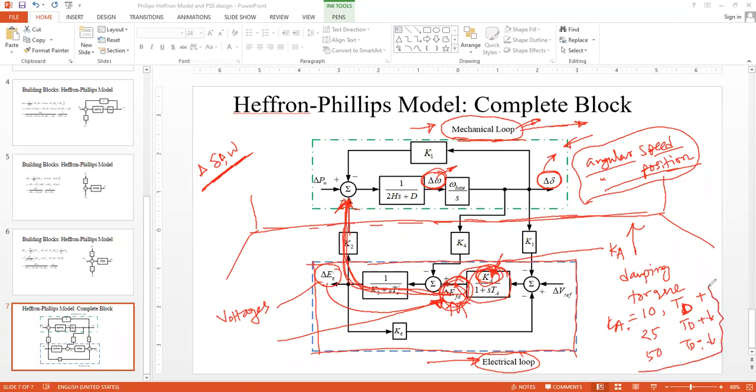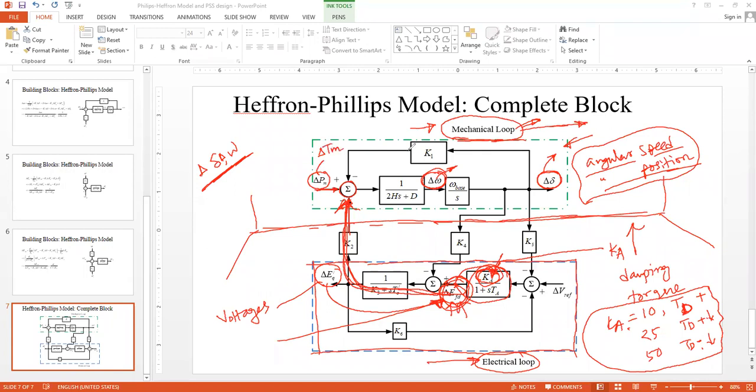So you can conclude that EFD is providing some signal in the form of torque. Why are we calling it torque? Remember the input to this system: this is mechanical input power. In per unit, power is the same as torque. So we can also call it delta Tm.